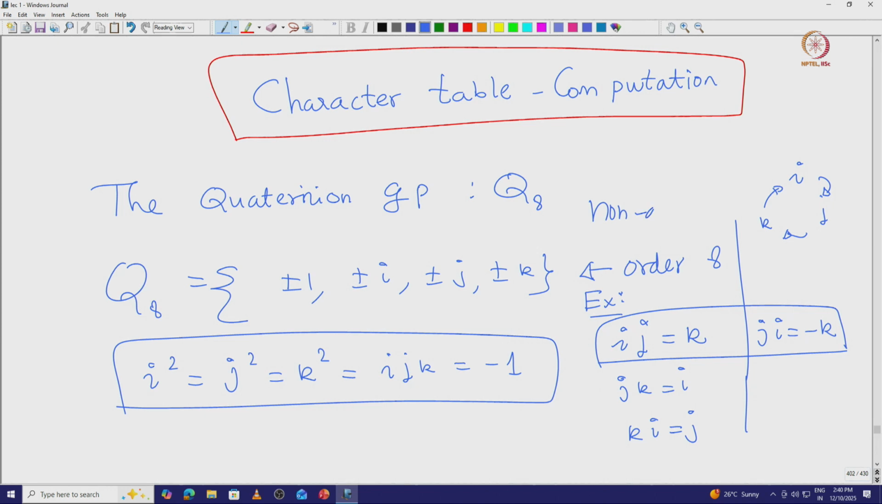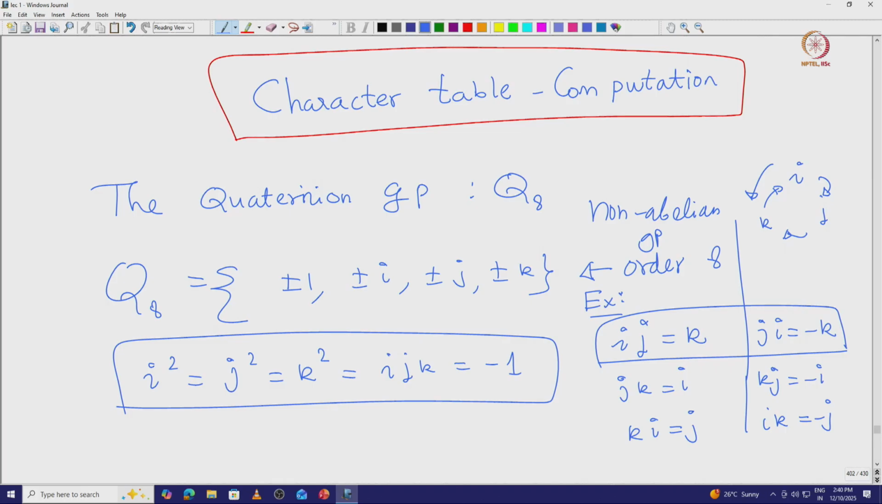So, this is a non-abelian group, and similarly k j is going to be minus i, and i k is going to be minus j. If you go anti-clockwise, i k is going to give us minus j. That is how you can get all possible products.